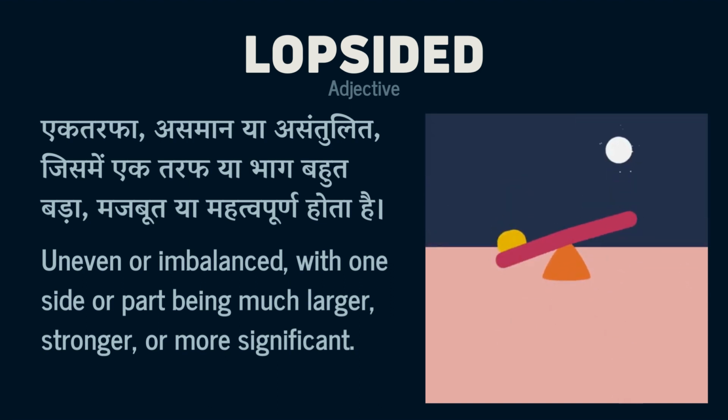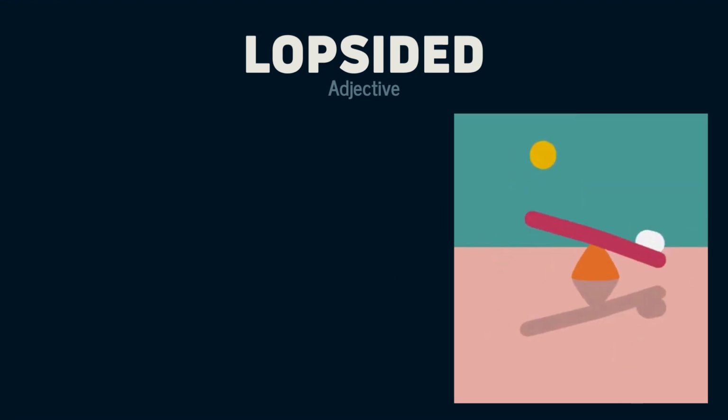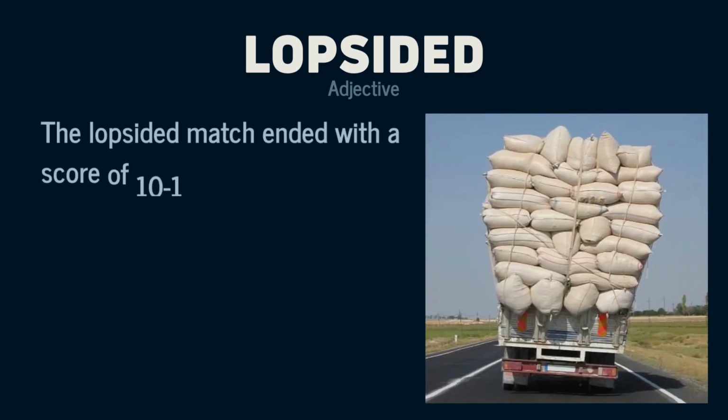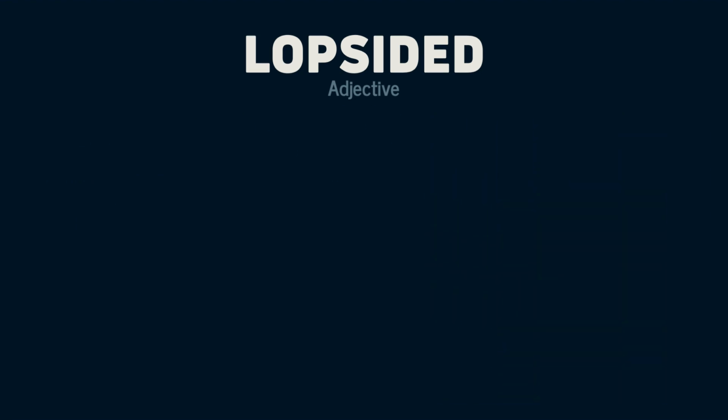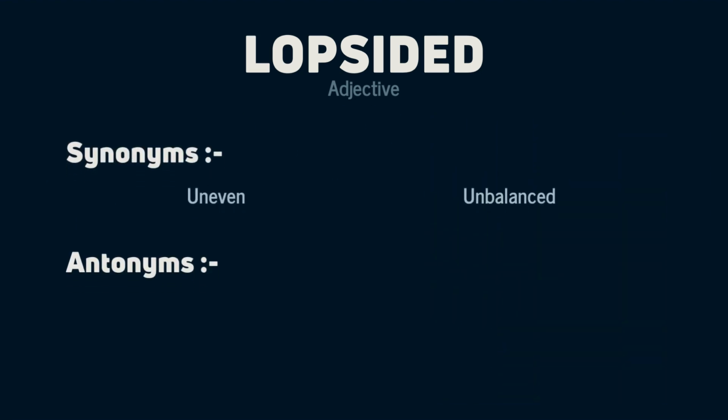So, जब चीजें दोनों तरफ समान नहीं हैं, they are lopsided. उदाहरण के लिए, the lopsided match ended with a score of 10-1 in favor of the home team. मतलब एकतरफा मैच घरेलू टीम के पक्ष में 10-1 के स्कोर के साथ समाप्त हुआ. Imagine a lopsided seesaw. One side is way up while the other is down.